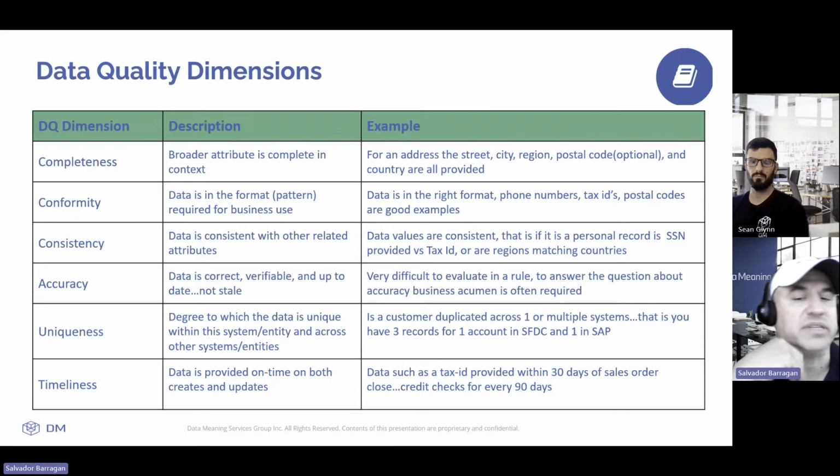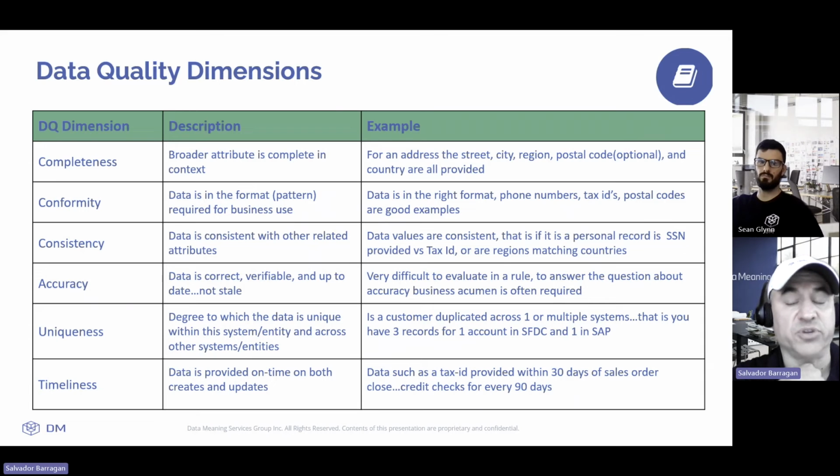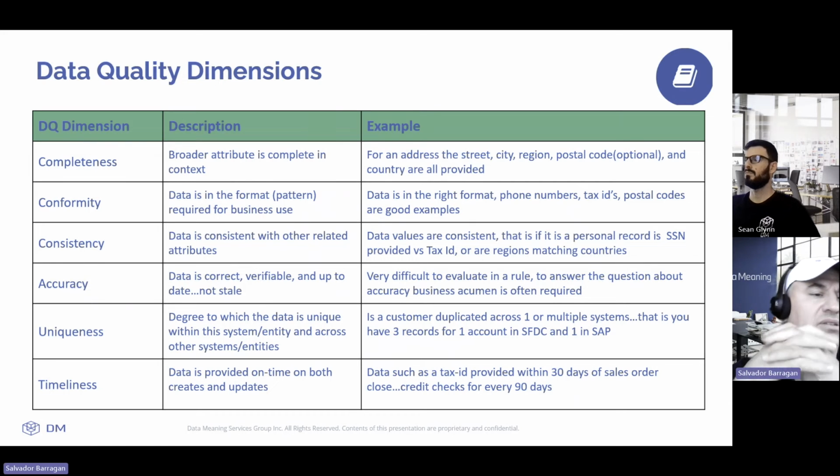I mean, they're all important, but when it comes to reporting, timeliness is so valuable. So is data provided on time, both when it's created and in the updates on that data? And there are some examples there. For example, credit checks every 90 days, or tax ID provided within 30 days of sale order, et cetera, at the point of close. So those are two dimensions I've always looked at.